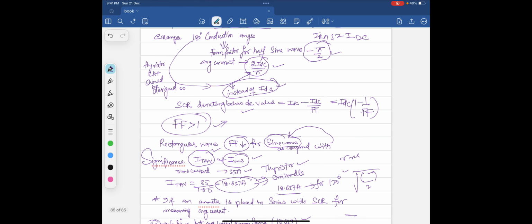SCR derating below the DC value: we calculate it by subtracting the average on-state current from the anode current. So we get a value. The form factor value is always greater than 1, but for a rectangular wave it is less than 1. The rectangular wave form factor is always less compared with the sine wave.